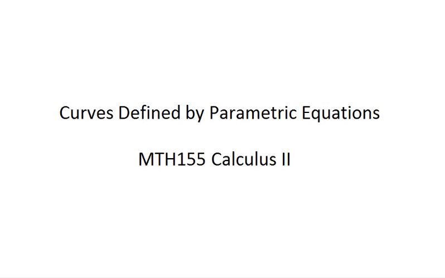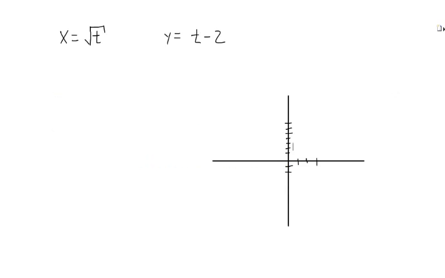In this video we're going to look at curves defined by parametric equations. In the first example I have x is equal to the square root of t and y is equal to t minus 2. So the first thing that we want to do is sketch the graph using the parametric equations and drawing the direction, and then we want to find the Cartesian equation.